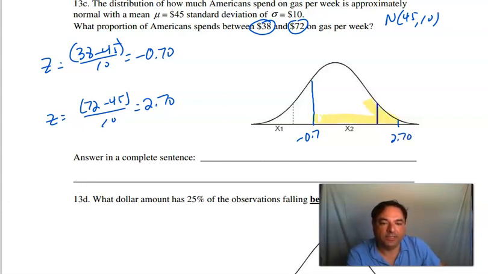Now again, the shading is not busy work or extra work, but it gives you an estimate of what answer you should have. This is a pretty good amount of the graph. The whole thing's 100%, so we're expecting a larger percent. Now we're going to look up each one. Let's start with negative 0.70.